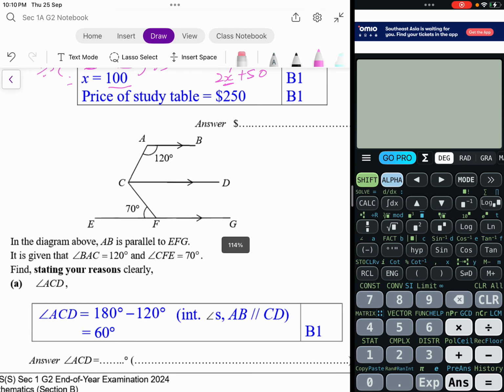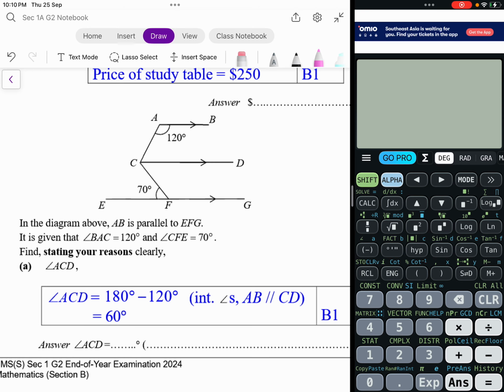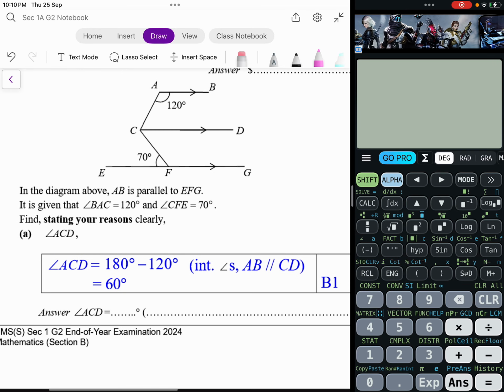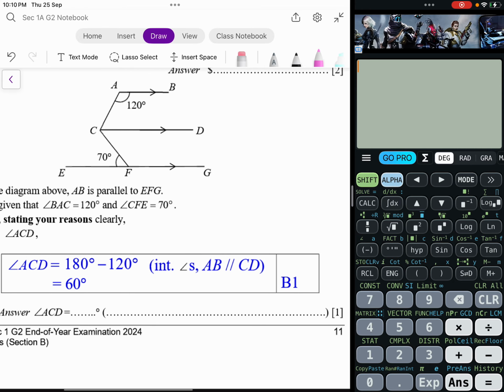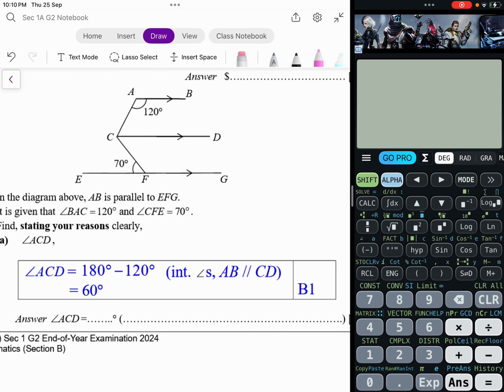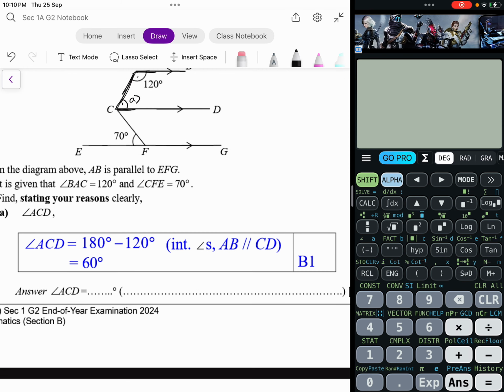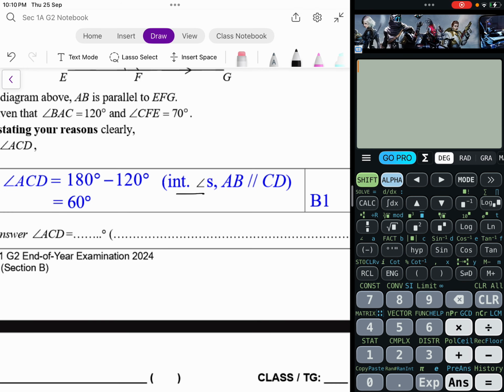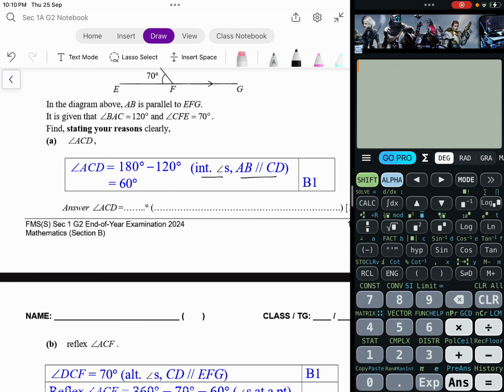In the diagram, AB is parallel to CD, which is also parallel to EG. Stating reasons, since reasons are needed, they ask you to find angle ACD. ACD will be here. If you realize, because of the parallel lines, this is an interior angle. So by right, this angle plus this angle should be 180. So you see the reasoning: interior angles, because AB is parallel to CD.